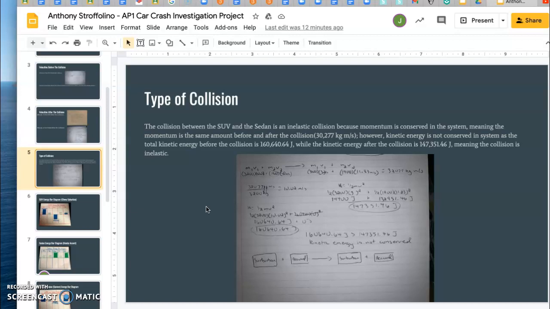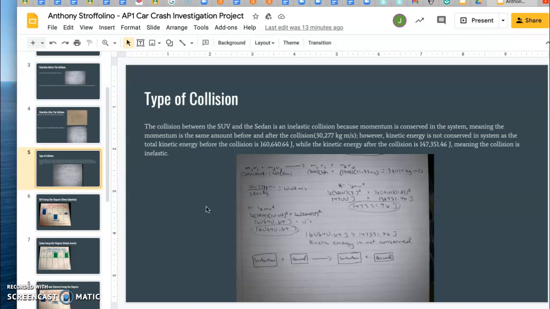So when you find the kinetic energy for the SUV before the collision, you get 160,640.64 joules. When you find the kinetic energy for the sedan before the collision, it's zero because the velocity is zero, and zero times anything is zero. So the total kinetic energy for the system before the collision will be 160,640.64 joules.